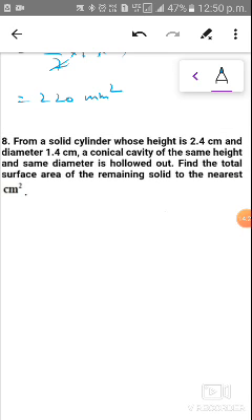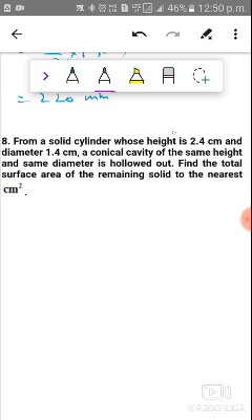Okay, now let us take question number 8. Question number 8 is: from a solid cylinder whose height is 2.4 centimeter, the height of the cylinder is given 2.4 centimeter, and the diameter is given 1.4 centimeter, a conical cavity of the same height, meaning 2.4 centimeter height, and the same diameter is hollowed out. Find the total surface area of the remaining solid to the nearest centimeter square.